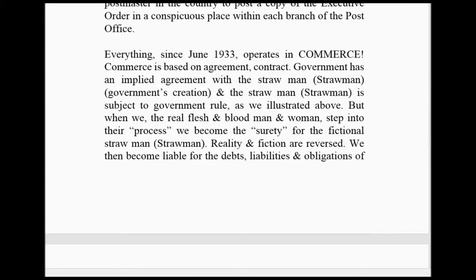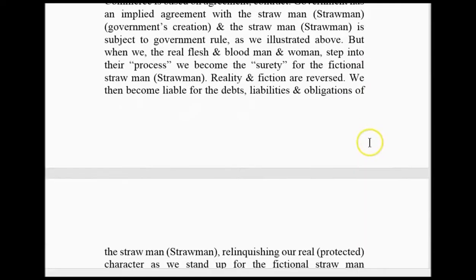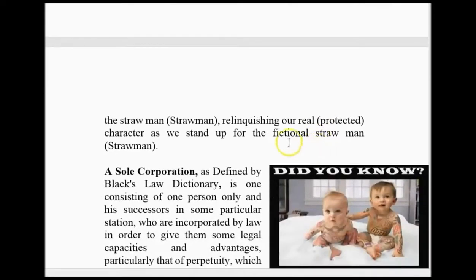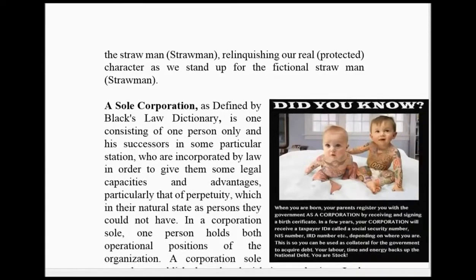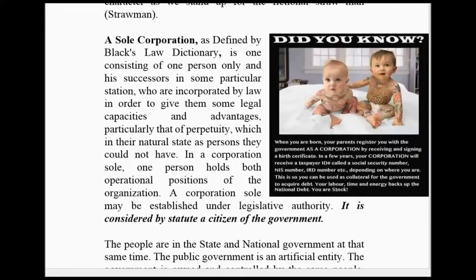All right, in June 1933, we operate as a commerce. Commerce is based on agreement or contract. It's contractual law. That's why you sign your name, now a thumbprint or a swipe. You are agreeing to the fictitious character as a straw man. When the real flesh and blood step into their process, we become the surety for the fictional straw man. It's a trust. We then become liable for the debts, liabilities, and obligations of the straw man, and we relinquish our protected characters. We stand up for the fictional straw man. This is why when you go into court and the judge says, "Are you so-and-so? Do you understand?" and you say yes, you're agreeing to being that fictitious character.